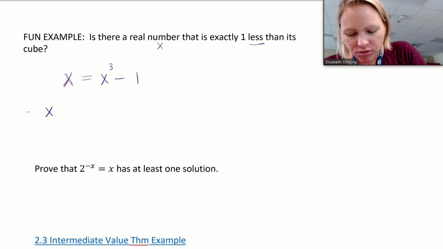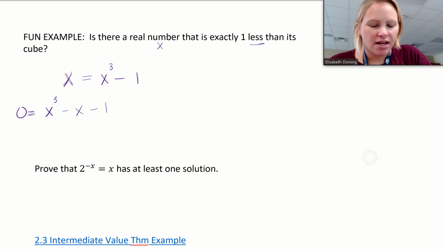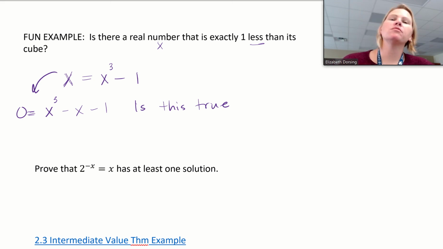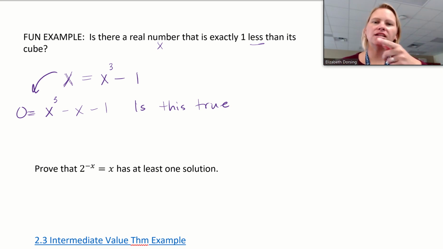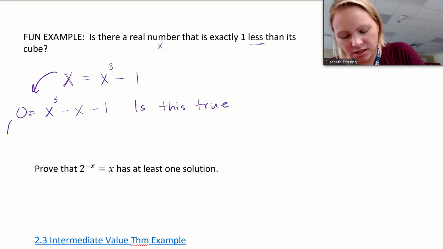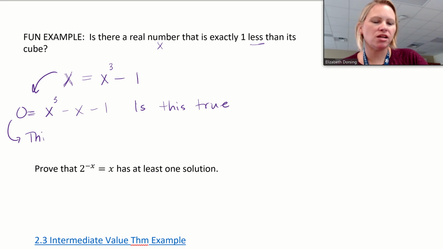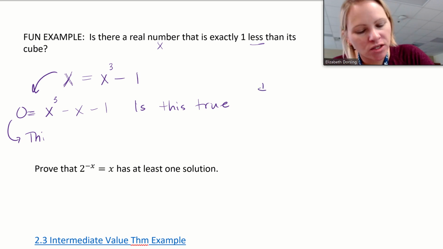What I'm going to do is get it equal to 0. I'm going to say x cubed minus x minus 1 equals 0. Now, I want to know, is this true? Essentially, that's what I'm solving. Using the intermediate value theorem, I'm going to show that if my function starts out negative and goes to positive land, then it had to hit 0 in between, because I know this is a polynomial, and polynomials are always continuous. So this is a continuous function. When I prove that something is true using the intermediate value theorem, I need to state the conditions. So step 1, state the conditions.